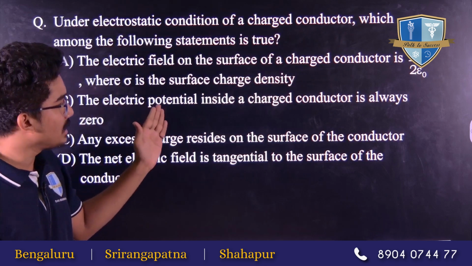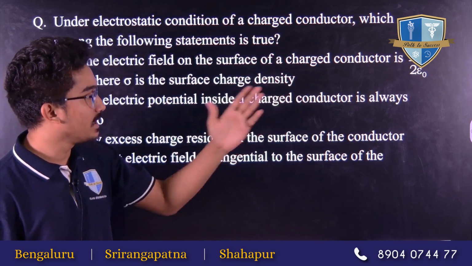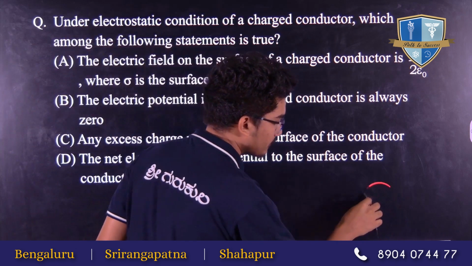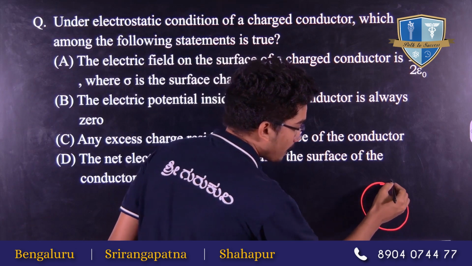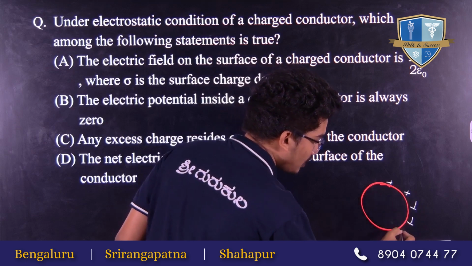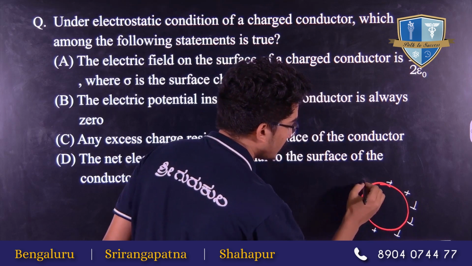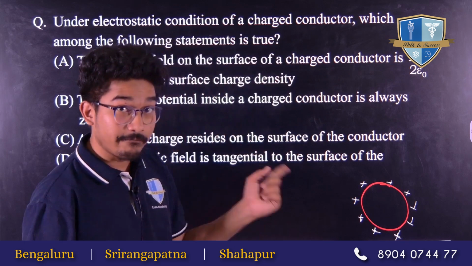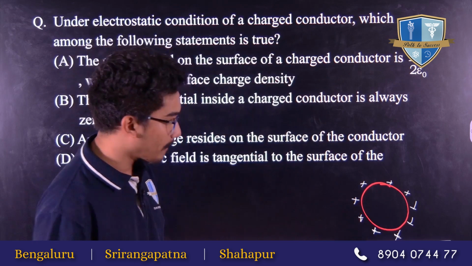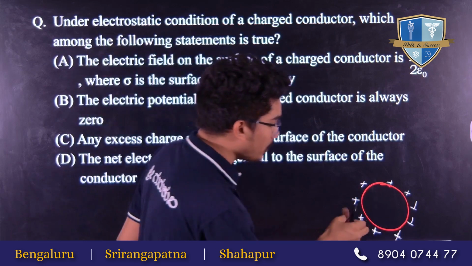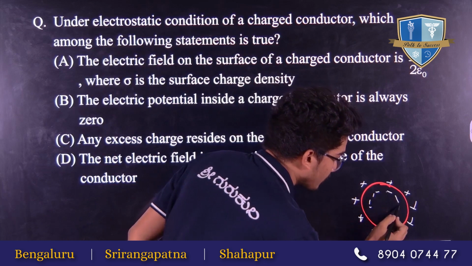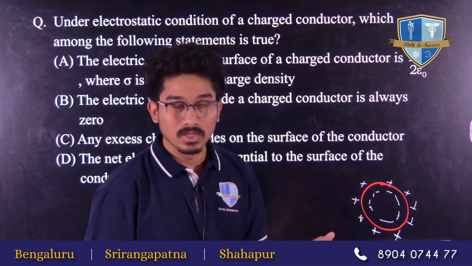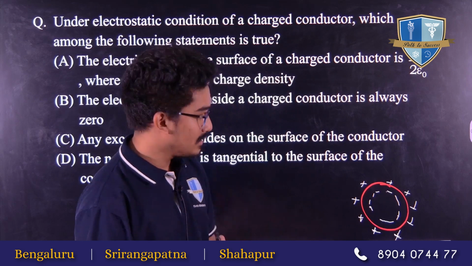The electric potential inside a charged conductor is always 0. For a charged conductor, all the charge will always be on the surface, correct? Now the electric field inside a conductor will be 0. Why? The electric field will be 0 if you take any Gaussian surface. Let's suppose this is a Gaussian surface. The charge inside this Gaussian surface will be 0. Flux 0 means electric field 0 inside the surface.